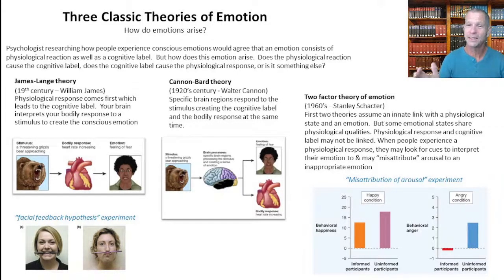Now, to elucidate the longevity of this belief, let's talk about three models that came from the 19th century, even before we had any ability really to measure the physiology of emotional responses. Before psychology was even born, psychologists talked about how emotions worked. And the big debate was which came first. Was it the feeling or was it the thought?